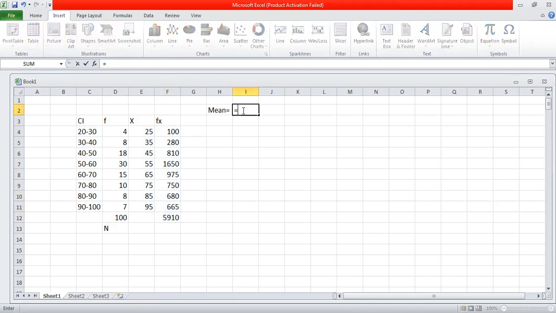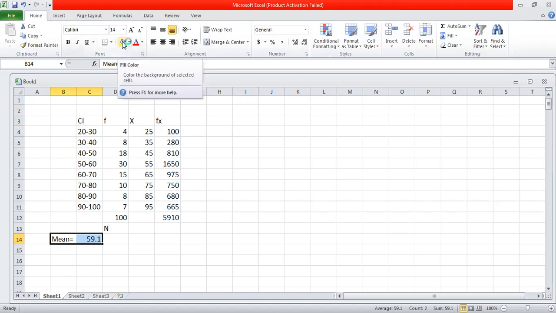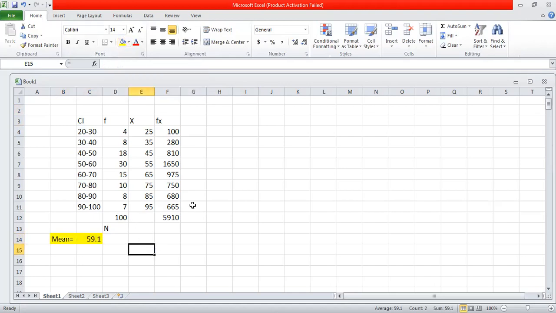Now equals to 1 by n summation fi xi. That is summation fi xi divided by n. This is summation fi xi divided by, this is the n value, close the bracket. We get the mean as 59.1. So this is the mean value I got. Next, I have to calculate the median value. For this data only, I will be calculating the median value.